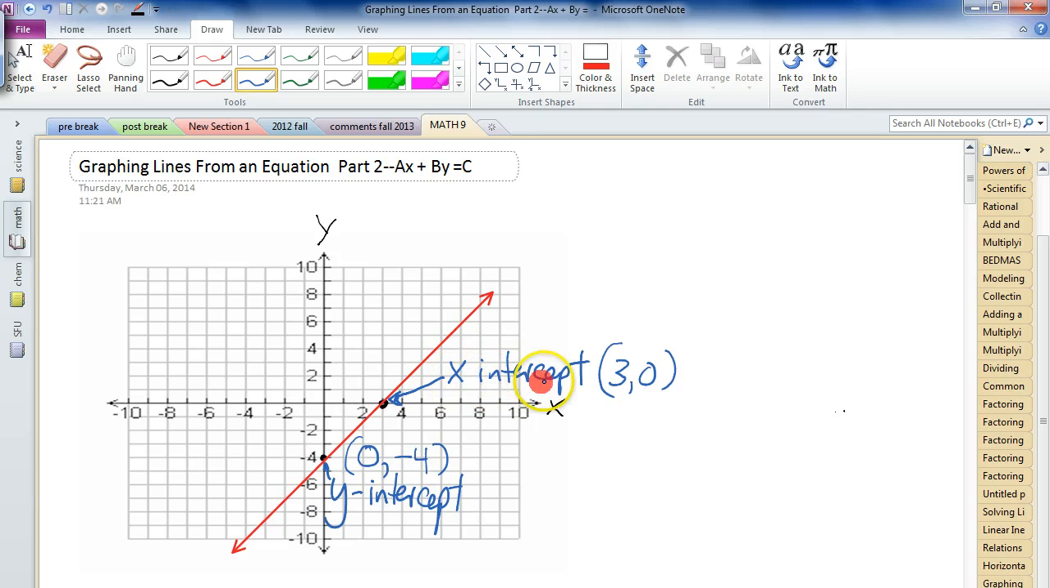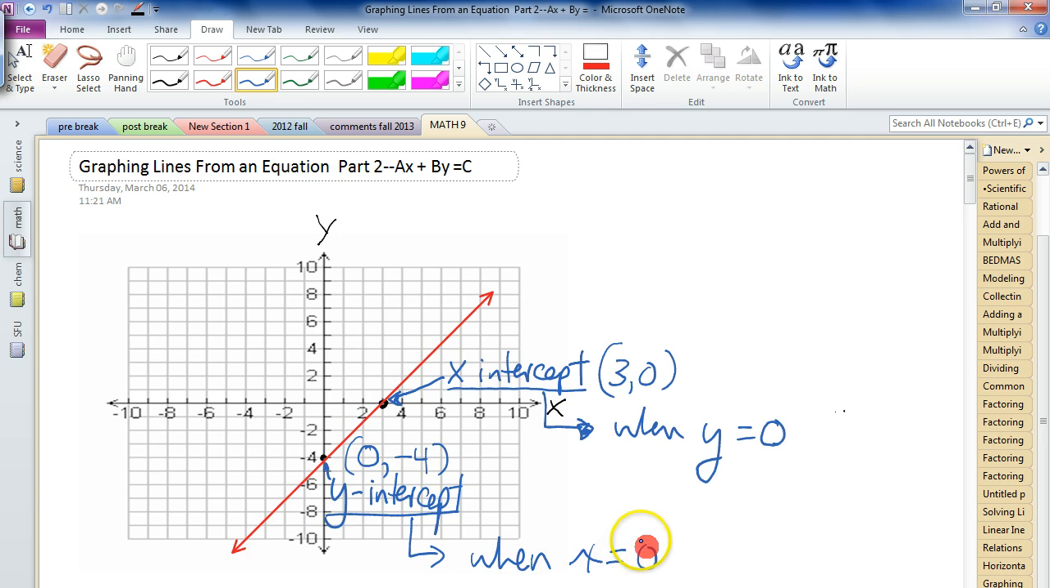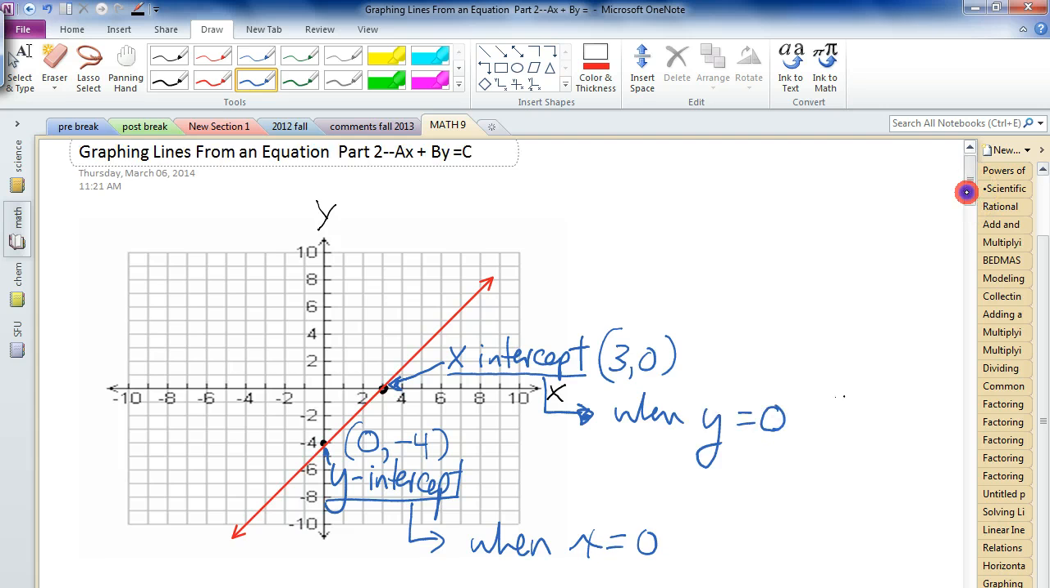Whenever you want to find the x-intercept of something, it's wherever y is equal to 0. So the x-intercept is found when y is equal to 0, like it is here. Remember, the second one is the y-coordinate, the first one is the x-coordinate, it goes xy. And then the y-intercept is the exact opposite. It's where, or when, x is equal to 0. So 0, -4 is the y-intercept.